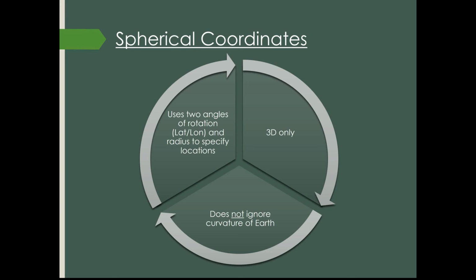The 3D coordinate system that we're going to discuss is going to use two angles of rotation, commonly known as latitude and longitude, and a radius to specify the location. The angles of rotation will determine whether the location is north or south of the equator, or east or west of the prime meridian, and the radius will specify how far from the center of the Earth that location is.